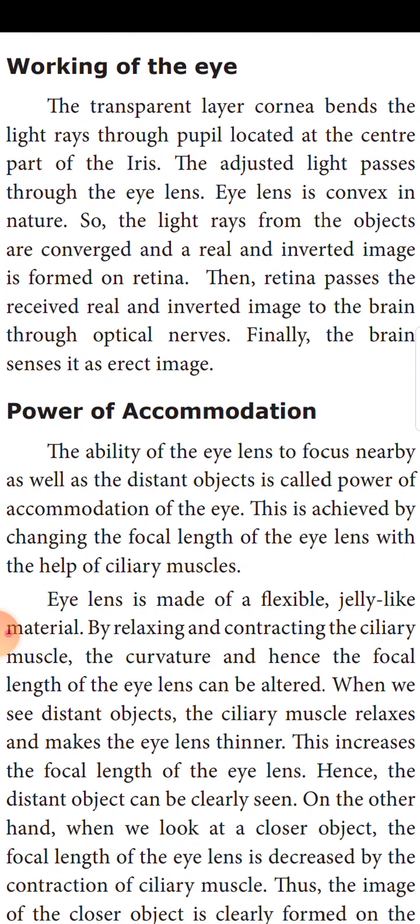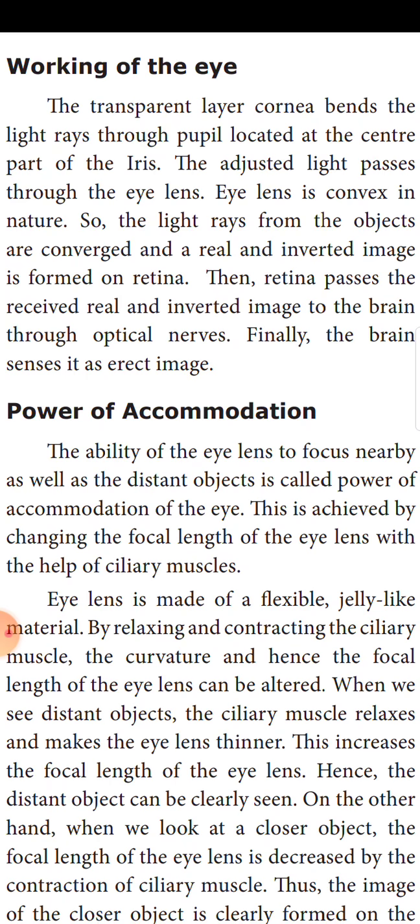Working of the eye: the transparent layer cornea bends the light rays through the pupil located at the center part of the iris. The adjusted light passes through the eye lens. The eye lens is convex in nature, so the light rays from the object are converged and a real and inverted image is formed on the retina. Then the retina passes the received real and inverted image to the brain through optical nerves. Finally, the brain senses it as an erect image.